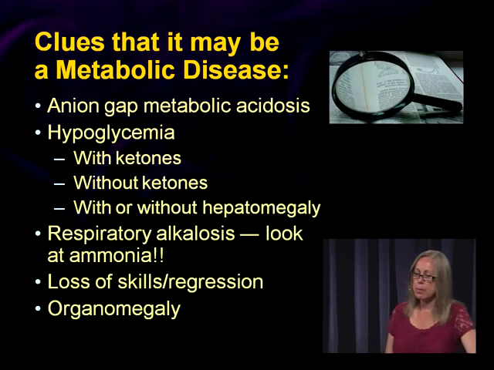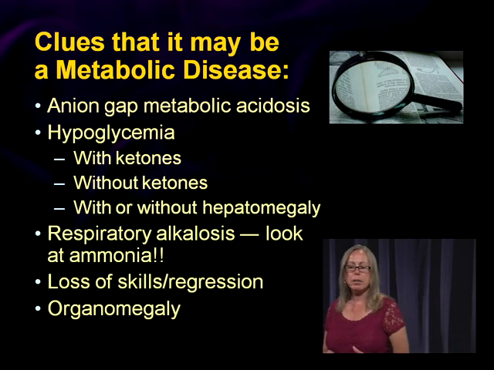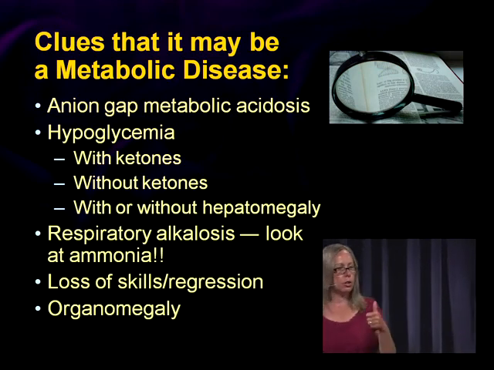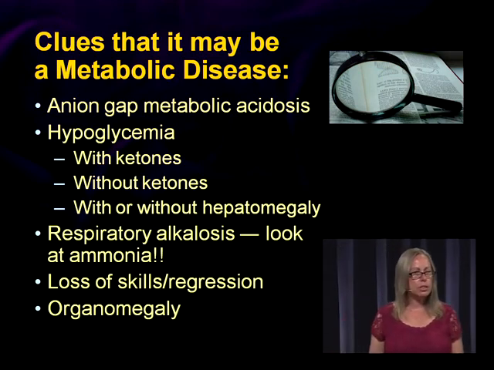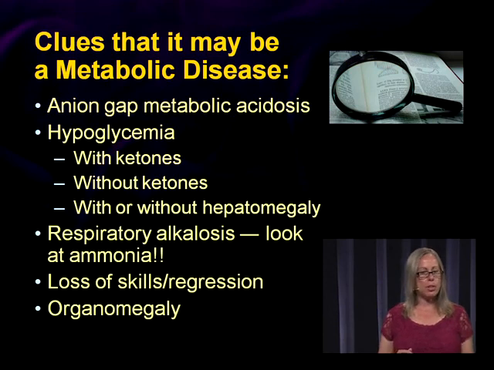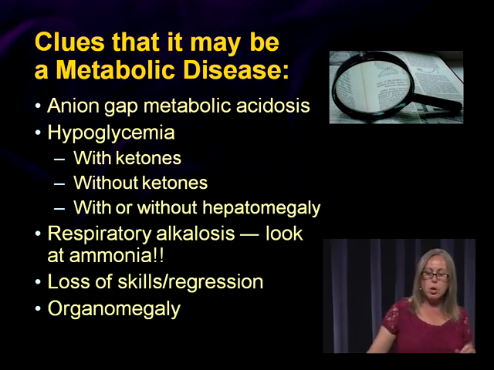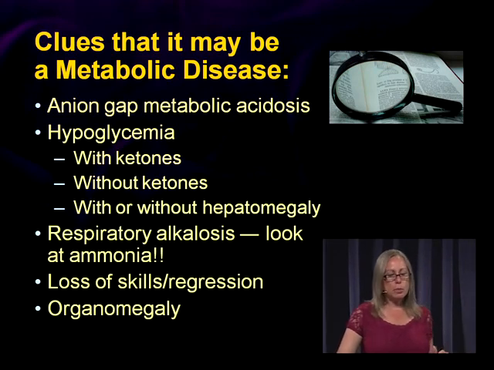Clues that it may be metabolic: anion gap metabolic acidosis, low glucose, with ketones, without ketones, with or without hepatomegaly. Know what goes into each of those boxes. Respiratory alkalosis: look at your ammonia. Is there loss of skills or regression? And do you have big organs?